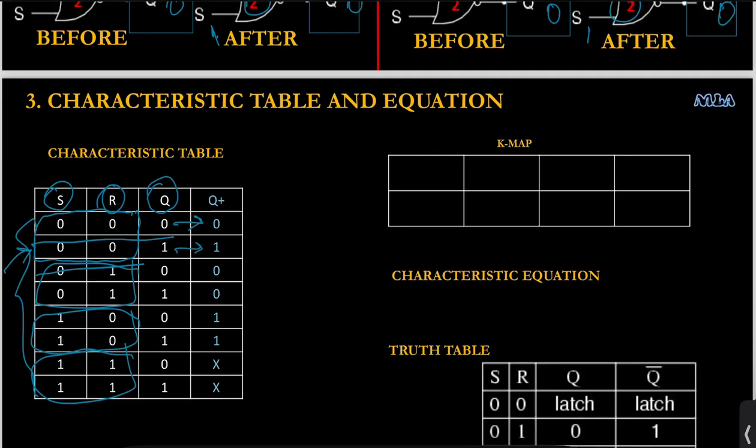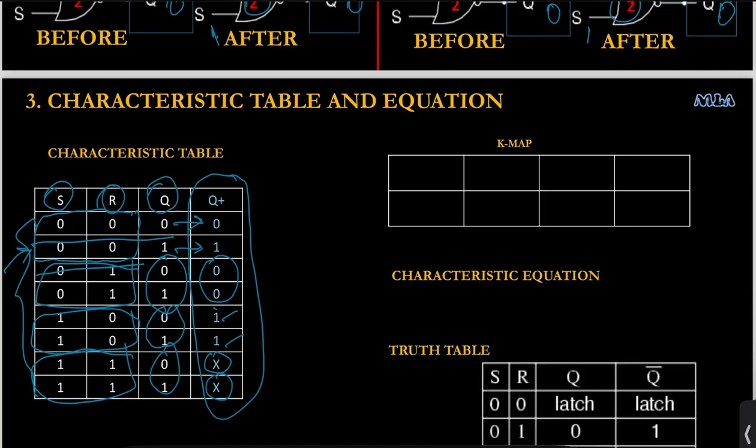Now with S equal to 0, R equal to 1, it's a reset state; irrespective of Q, Q plus is 0. With S equal to 1, R equal to 0, irrespective of Q, Q plus is 1. So when S equal to R equal to 1, it's an invalid state irrespective of Q. Q and Q bar will be trying to take the same value 0. So that invalid thing we are representing by X or a don't care in the output column. So the output here is the next state of Q, which is represented as Q plus.